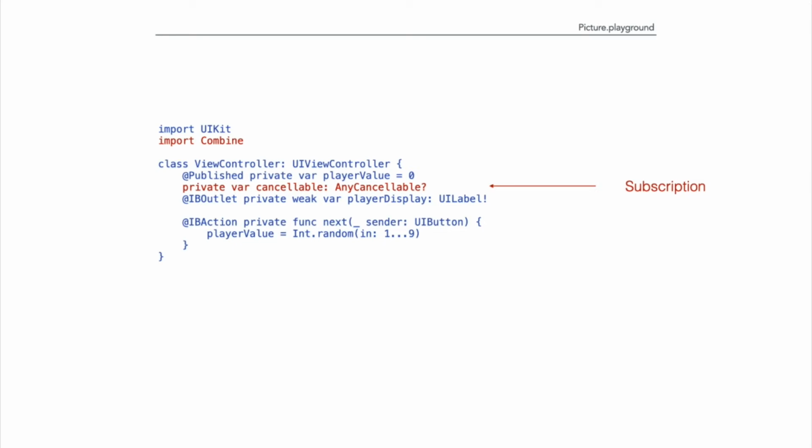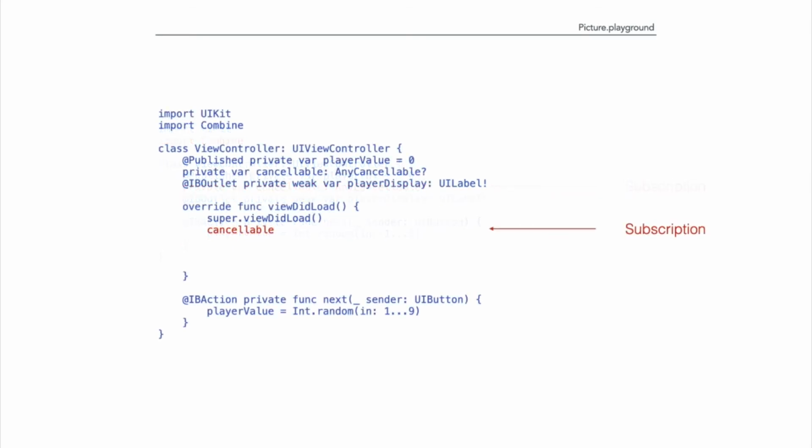So the subscription is going to hold this chain from publisher to subscriber, and so we need to set it up somewhere. I'm going to do that inside of viewDidLoad. So here's where I'm going to set my subscription inside of viewDidLoad, and I'll start by setting it to the beginning of that chain, the publisher, and so it's going to equal $playerValue. The dollar is to get the publisher. Without the dollar, it's just the Int.